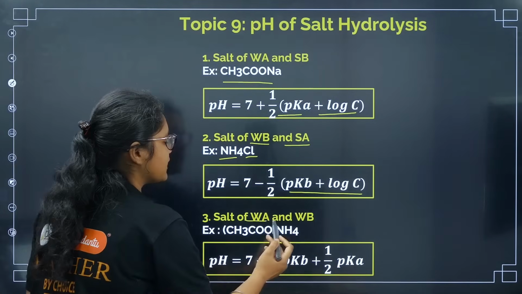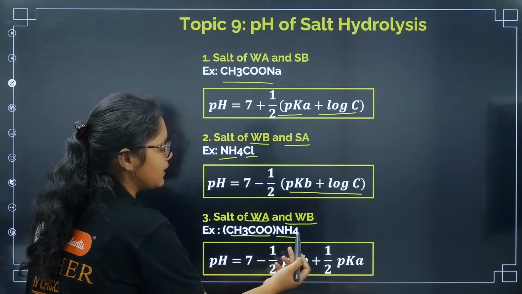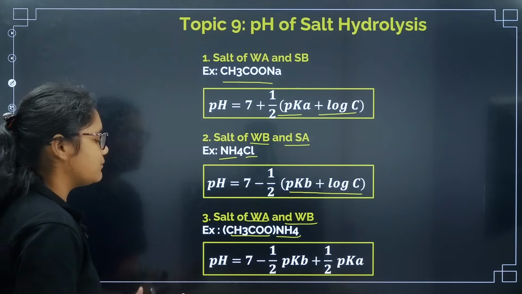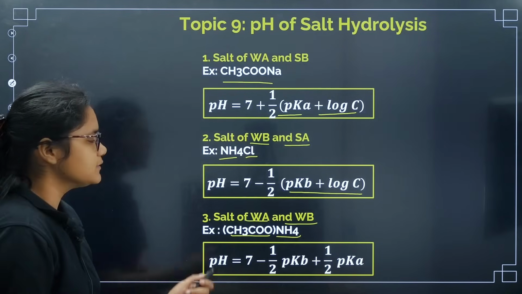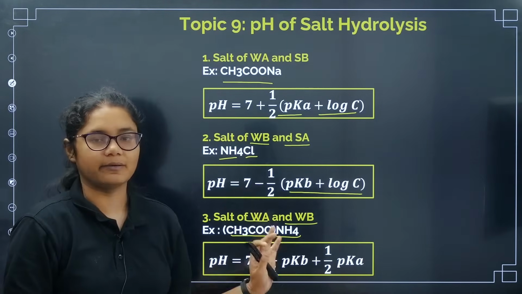Now the salt of a weak acid and a weak base is your CH3COO and NH4, so ammonium acetate. So the pH is 7 plus half pKa minus half pKb. These values will be given, you just have to remember the formulas.